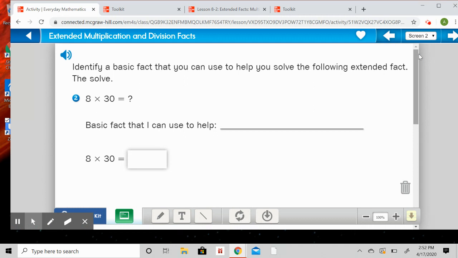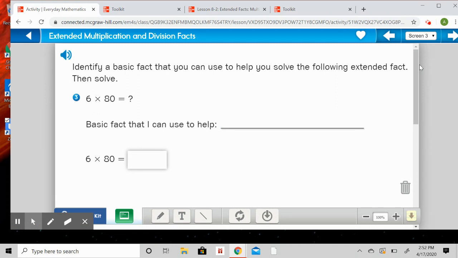Do the same thing for 8 times 30. Write down the basic fact that helped you solve it. Then you're going to do screen 3. The basic fact for 6 times 80. And then what does 6 times 80 answer?